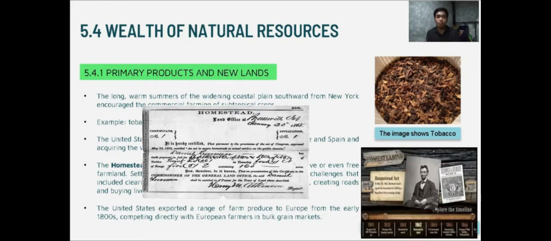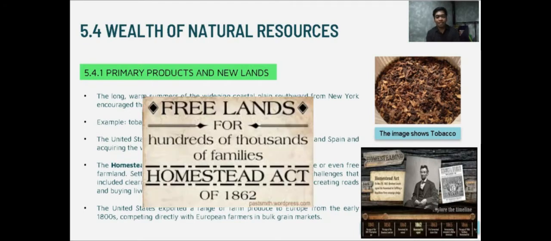So what is the Homestead Act of 1862? The Homestead Act, enacted during the Civil War in 1862, provided that any adult citizen or intended citizen who had never borne arms against the US, or never fought against the US government, could claim 160 acres of surveyed government land.